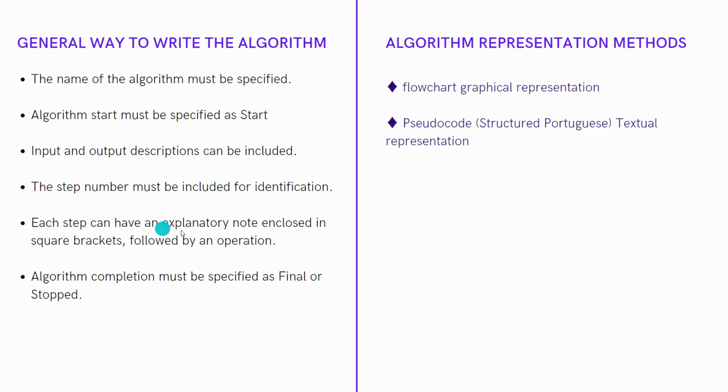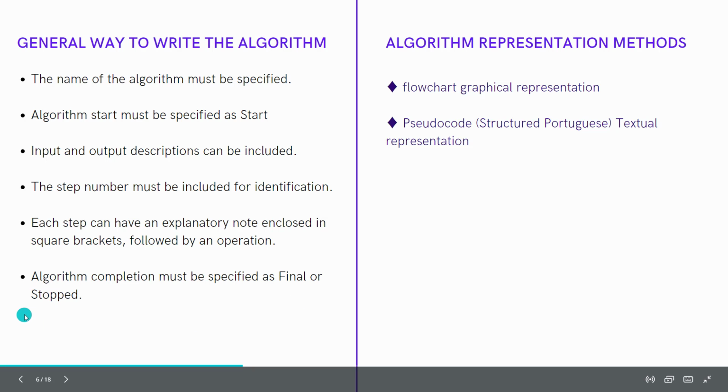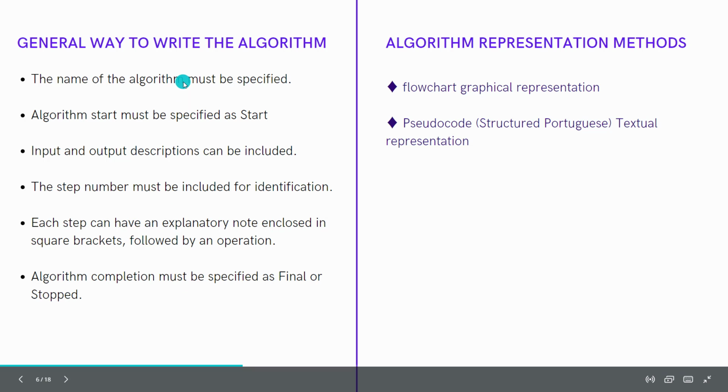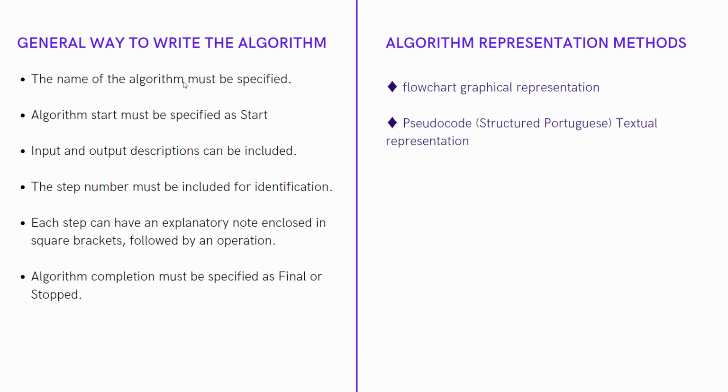Each step can have an explanatory note enclosed in square brackets followed by an operation. If you want any extra points for explaining that particular step, you can include them using square brackets. You'll see that in the coming moments. And algorithm completion must be specified as final or stopped. As I said, it must have some starting point and also some ending point. That's it. So these are the steps that you have to follow in order to write an algorithm. You'll understand while writing an algorithm, so don't worry.